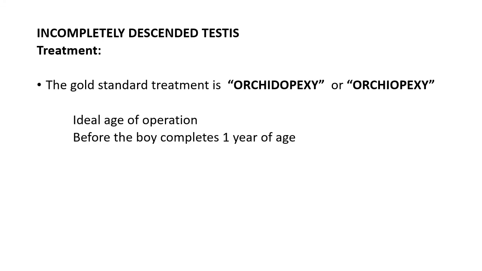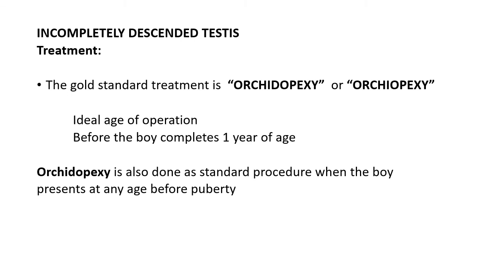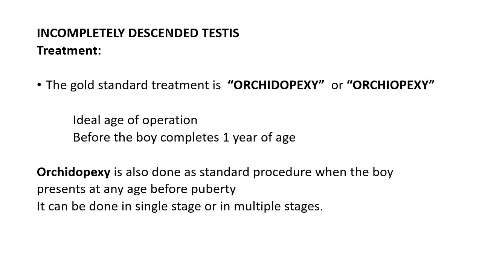The ideal age of the operation is that the patient should be operated before the boy completes 1 year of age. But orchidopexy is also done as a standard procedure whenever the boy presents at any age before puberty. So we get this kind of patient. Patient comes before puberty and these patients are to be posted for the orchiopexy. If the testis is easy to mobilize down, then a single stage may suffice. But if there are some problems, like if the pedicles are small, if the vas deferens is small, then you might have to do the same thing in multiple stages.